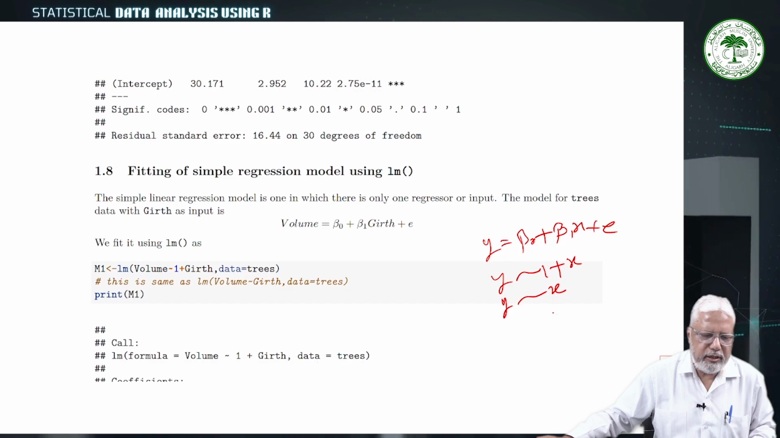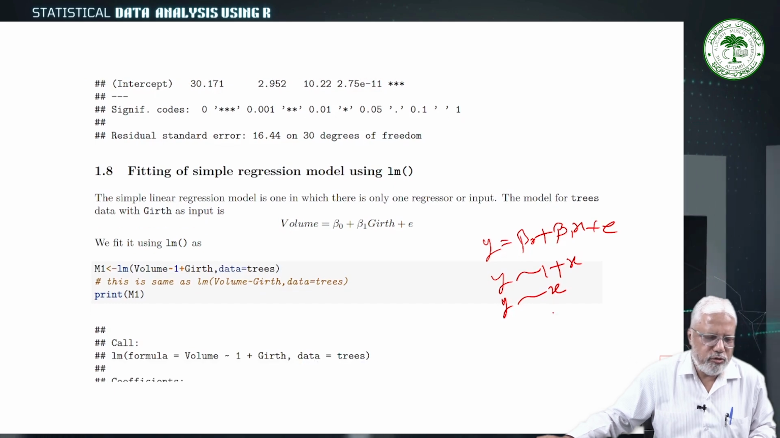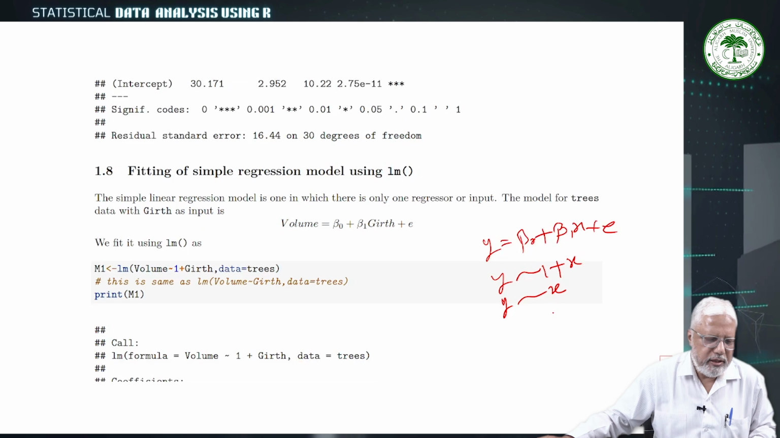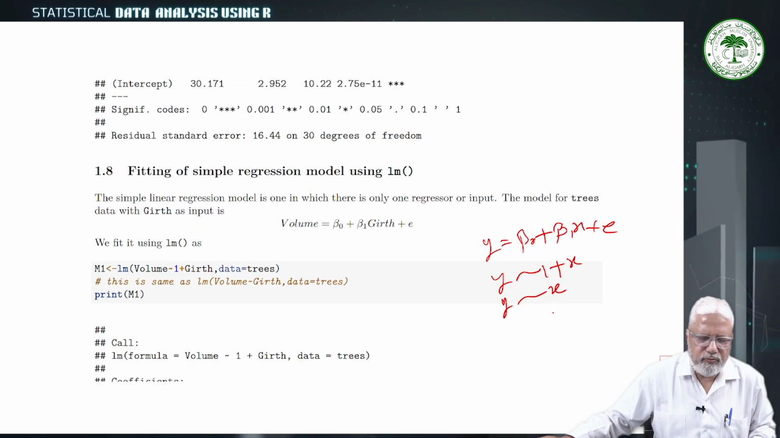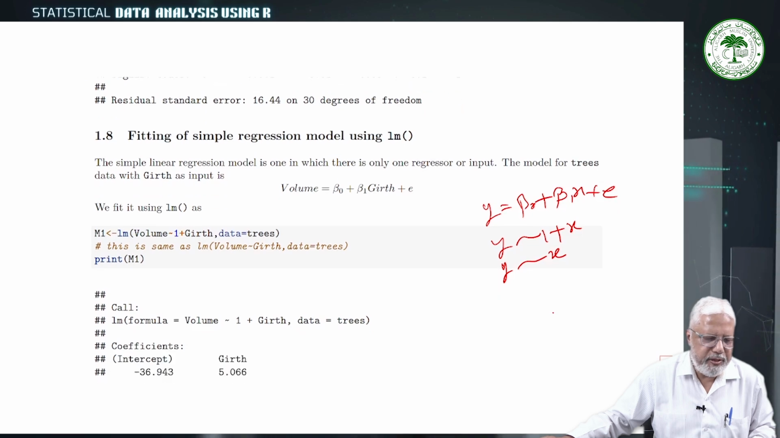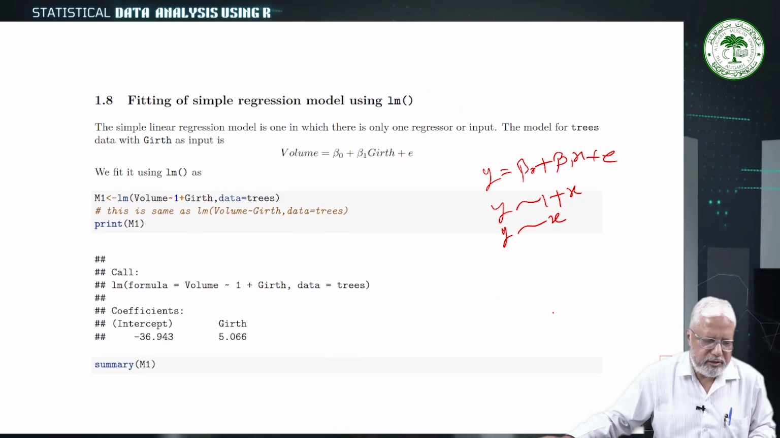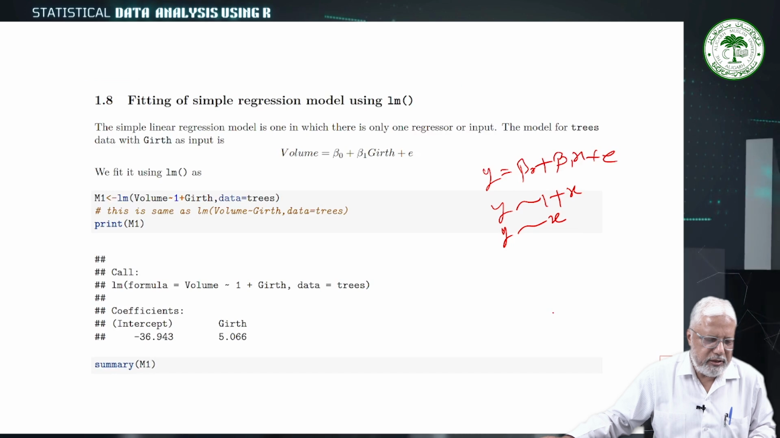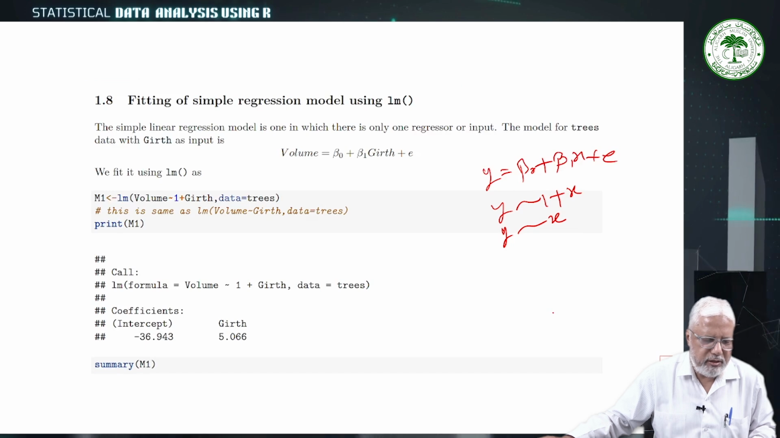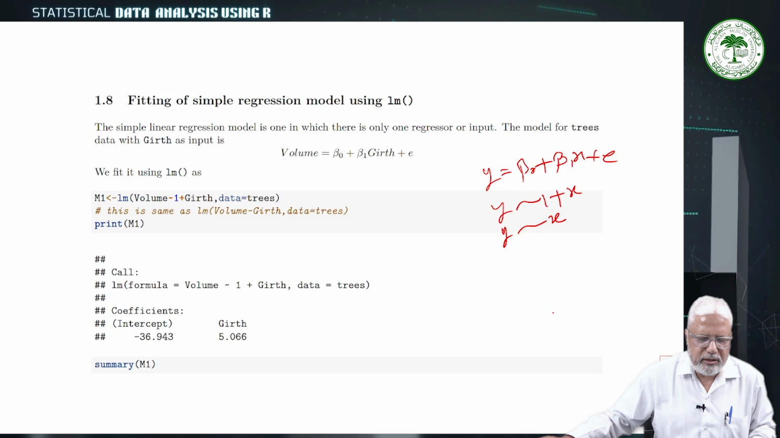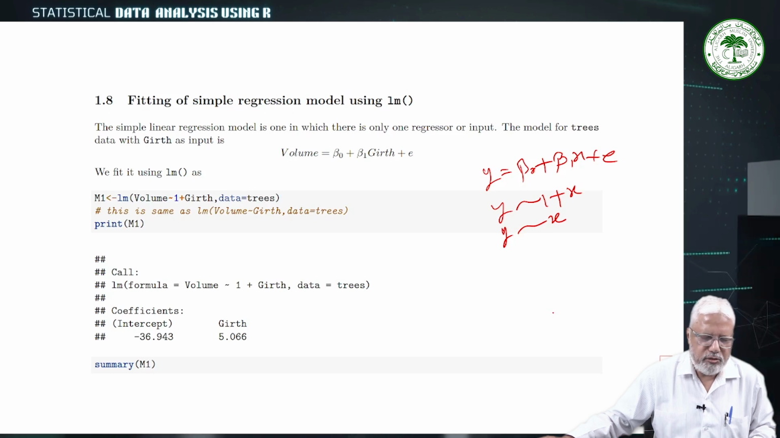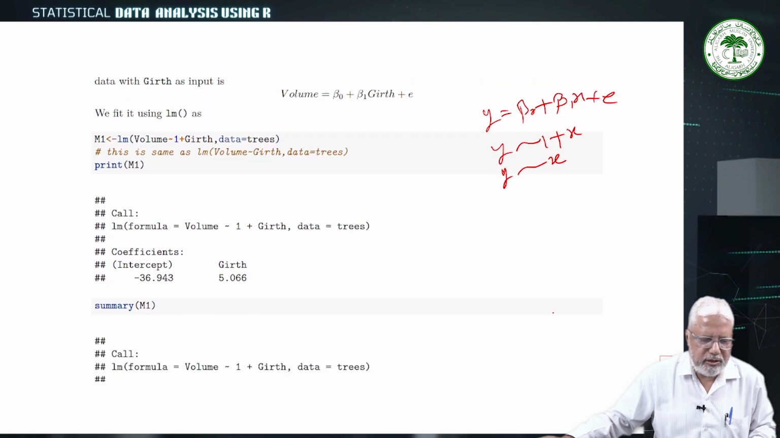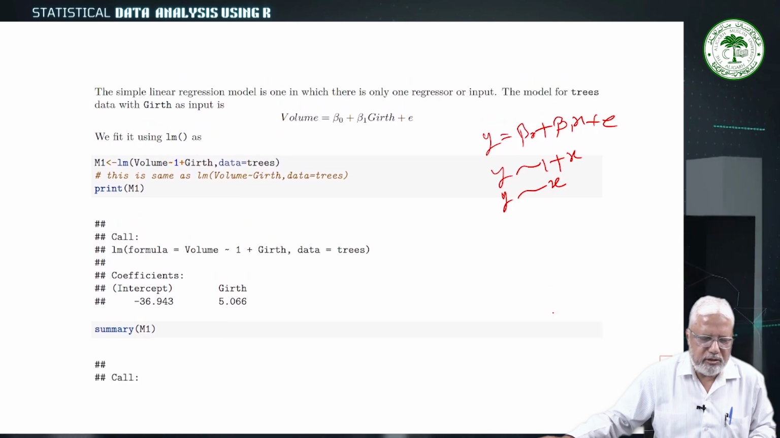So the first argument is formula, the second argument is data. Data is equal to t. This is the same as LM volume tilde girth, and print. This is the print result. Here the y-intercept is minus 36.943 and girth is 5.06. So what is the interpretation of this result?